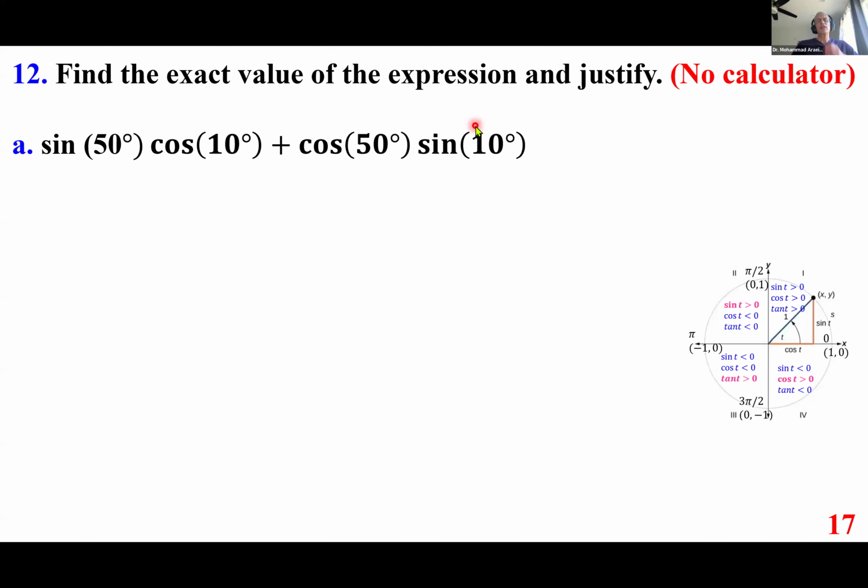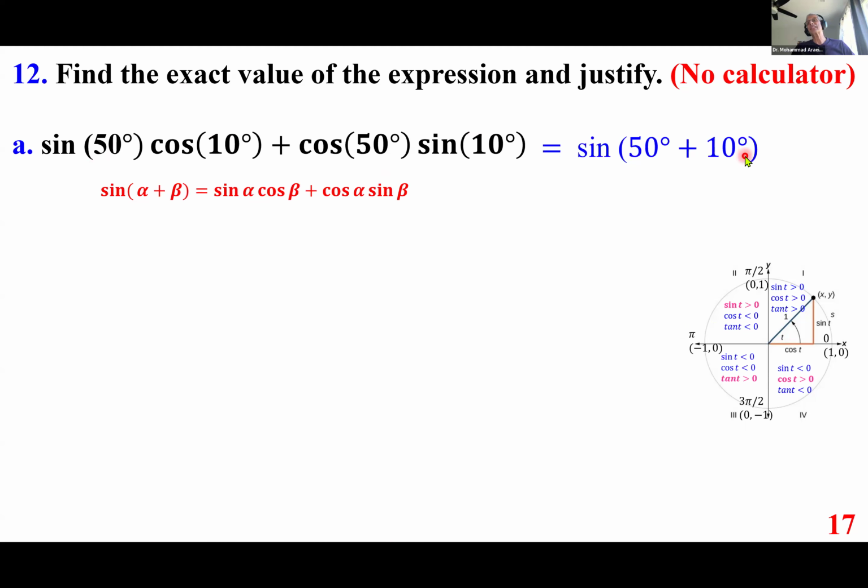We want to find the exact value of the expression and justify, no calculator: sine 50 cosine 10 plus cosine 50 sine 10. We should recognize this as sine of alpha plus beta, which is sine alpha cosine beta plus cosine alpha sine beta. Therefore, the result is sine of 50 plus 10.